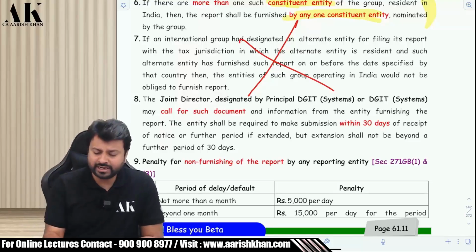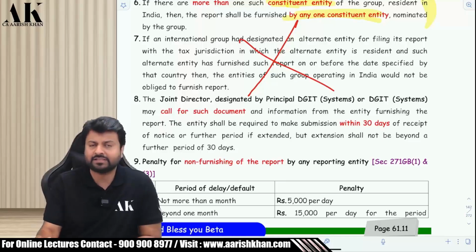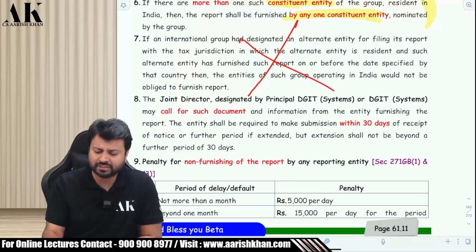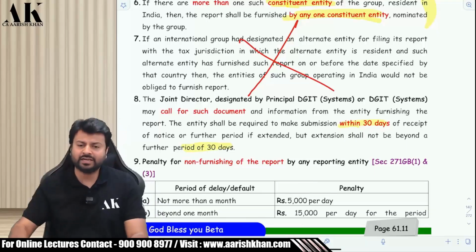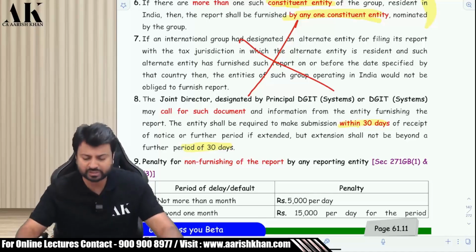Last but not least, the joint director or the designated principal commissioner of income tax, they will call for some information. You have to give them information within 30 days. You can also ask for an extension and they will give you a further 30 days extension, and within that 30 days you have to give them all the information as mentioned over here.